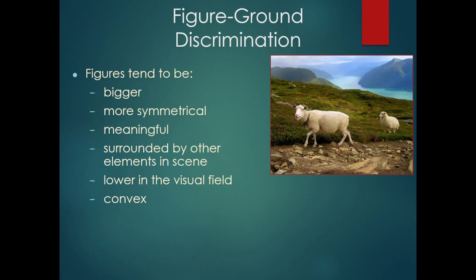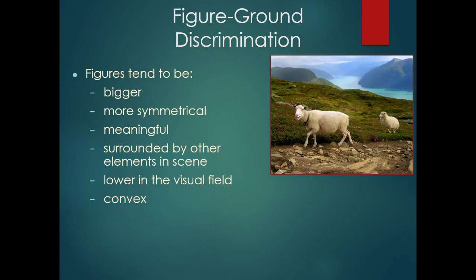It's usually surrounded by other parts of the scene. It tends to be lower in the visual field, so that actually, we'll get to depth perception later, indicates it's probably closer to you than other things in the scene. And then they tend to be convex. Convex means that they are three-dimensional and coming towards you, not receding away from you. If you think of a spoon, the part that you would balance your cereal in is the concave side. The back of the spoon is convex. It's coming towards you. So items in the scene that are convex tend to catch our attention.